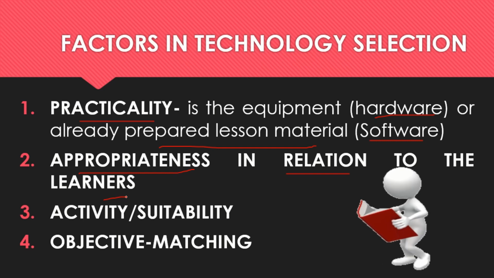So, for example, is the medium suitable to the learner's ability to comprehend, or will the medium be a source of plain amusement or entertainment but not learning? So, we need to consider also the appropriateness of the media or the technology or the methods we will use in relation to the objectives of our discussion. Next is the activity or suitability.